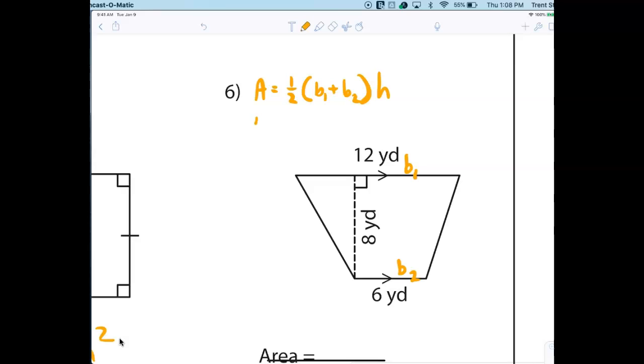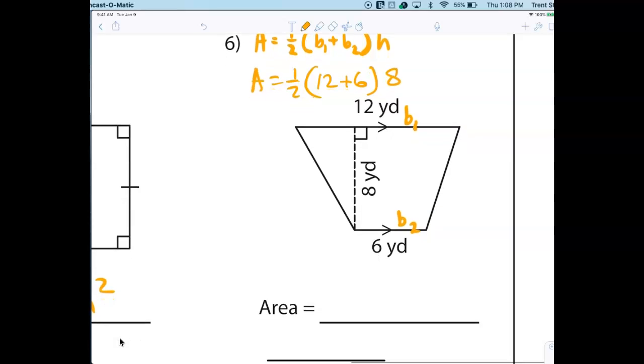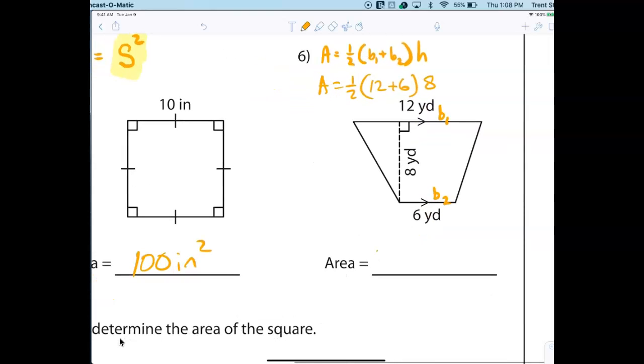All right, so we write A equals 1/2. What are the two bases? 12 plus 6. What's the height? 8. That's exactly correct. So what's 12 plus 6? 18. Half of 18 times 8 is 72. So the area of that trapezoid is 72 square yards. All right. Again, does everybody understand? We're just plugging numbers into formulas right now.